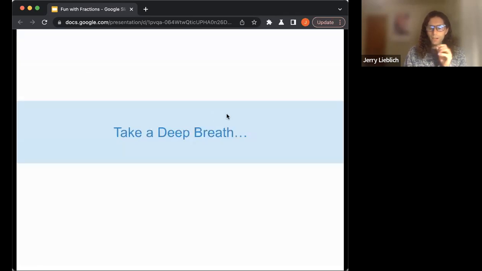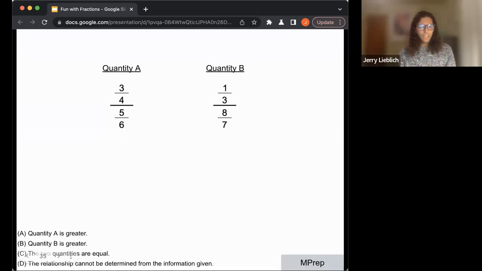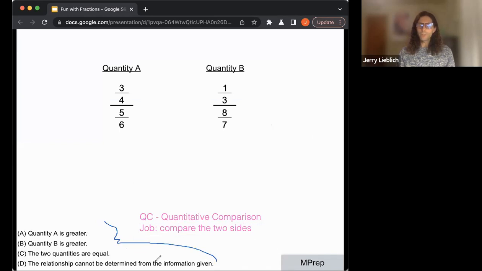So let's try some of these out on some GRE type questions. Now, this first question is what's called a QC, or quantitative comparison. Your job is to compare the two sides. The answer choices are always the same, and I've got them written out here. Basically, you pick the bigger side, you pick C if it's equal, you pick D if it can't be determined. In other words, if it depends. So I want you to try this and send me your answer, A, B, C, or D, when you have it.